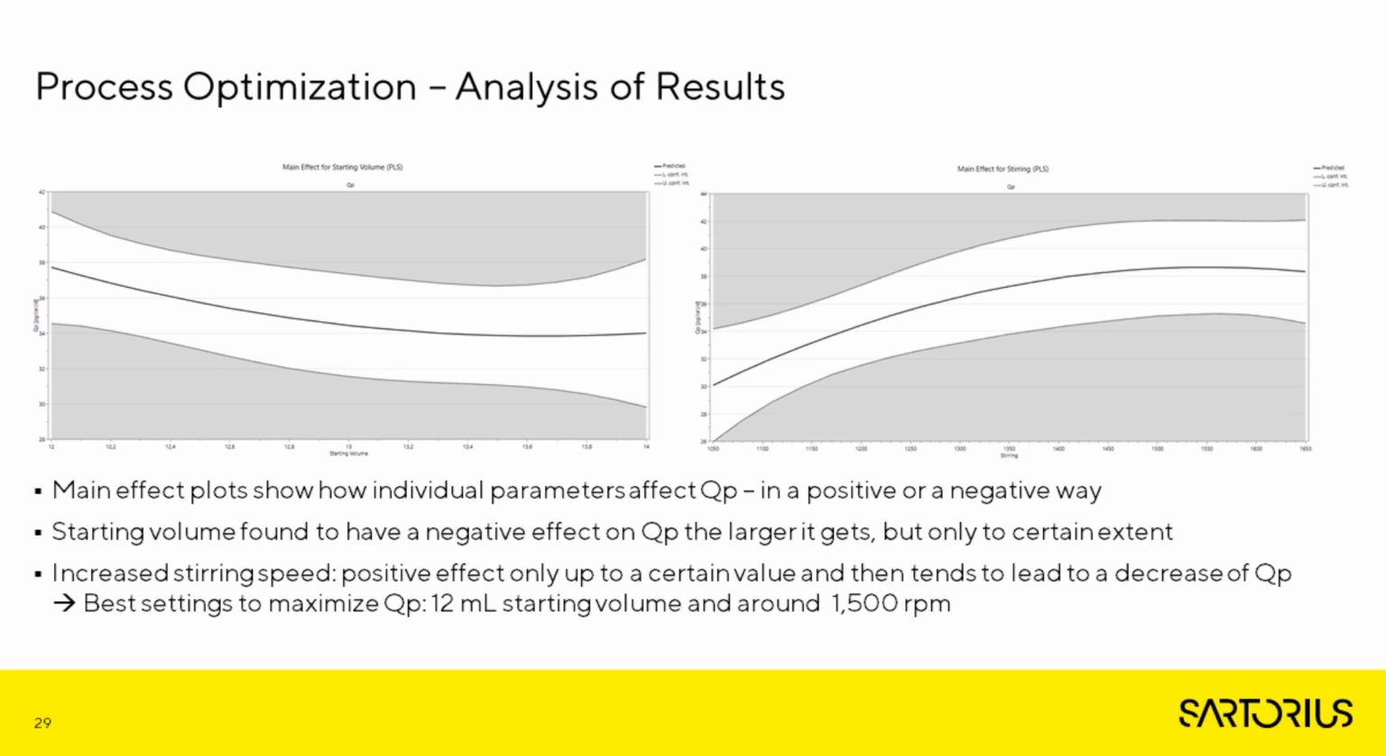Also, it seems that this parameter is more sensitive than starting volume, since the impact range is higher here, as we have a range from 30 to 38 picograms per cell per day. And so from this data, one could conclude that the best settings to maximize QP would be 12 milliliters starting volume and around 1,500 RPM.